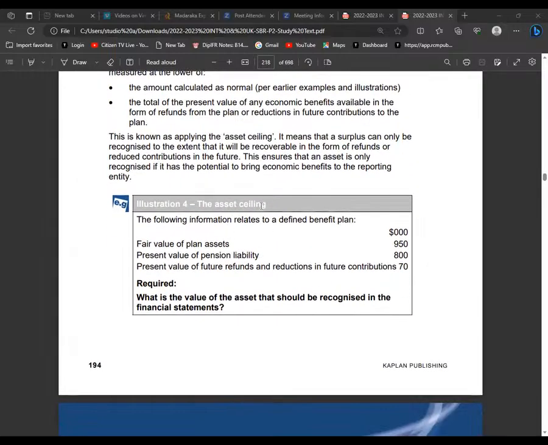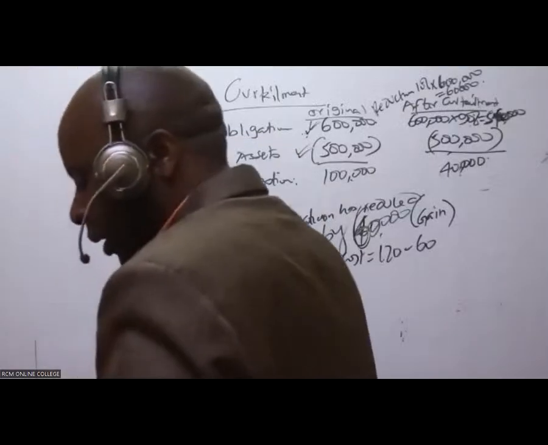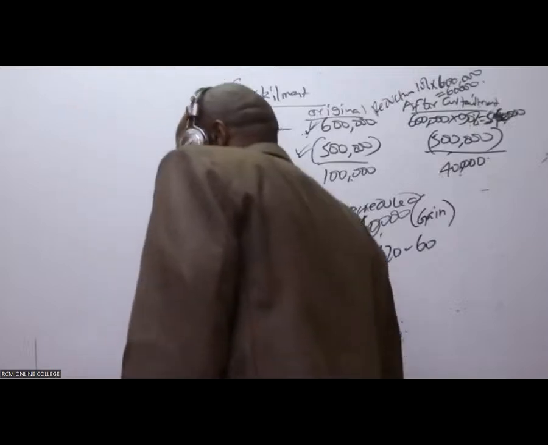The following information relates to a defined benefit plan. I can see the fair value of plan assets, and I can see the present value of the pension liability. The present value of future refunds and reductions in future contributions is 70. What is the value of the asset that should be recognized in the financial statements? Great. So I will do this as a normal thing, the way I normally start. So come and give us, ladies and gentlemen, the plan obligation.